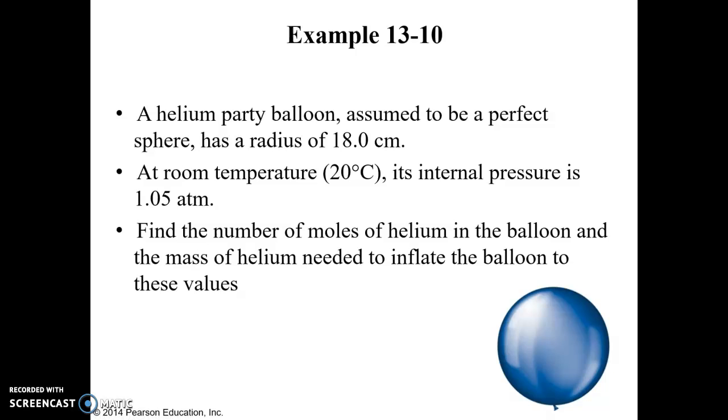Let's look at an example problem now using the ideal gas law. So we have a helium party balloon that's assumed to be a perfect sphere with a radius of 18 centimeters. It's at room temperature, 20 degrees Celsius, and the internal pressure is slightly greater than the external pressure. We can assume the external pressure is 1 atm, and the internal pressure is 1.05 atm.